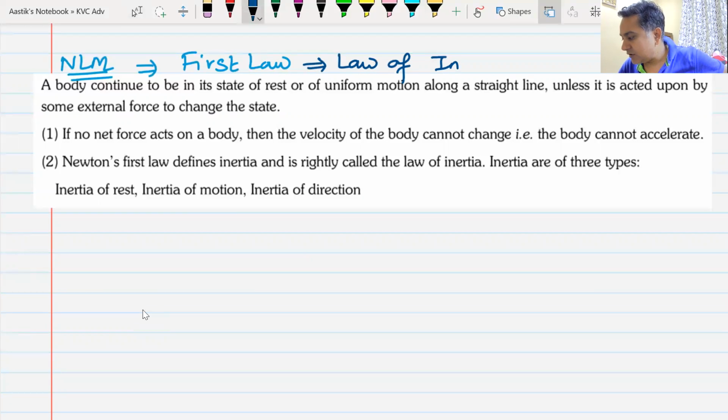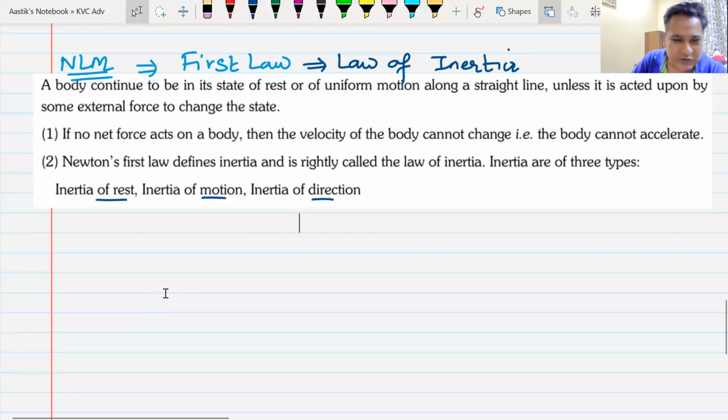Okay. Now this inertia. These are very standard type questions. This inertia can be inertia of rest. If it is at rest, it remains at rest. This inertia can be inertia of motion. Or this inertia can be inertia of direction. No one is going to ask you all this. Do you understand this? Yes or no?